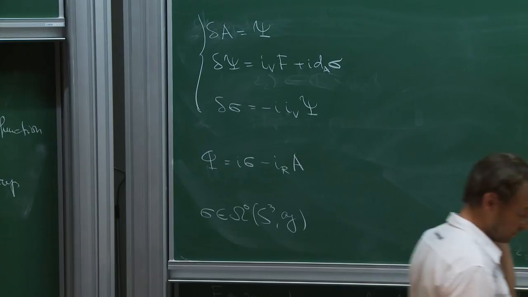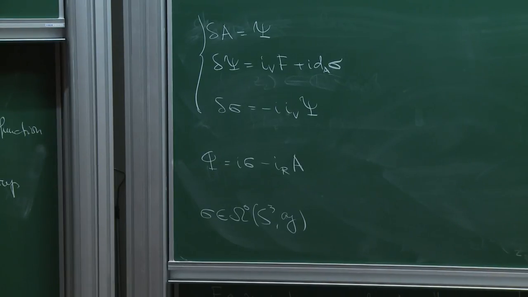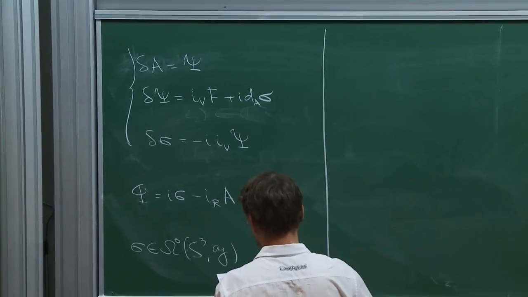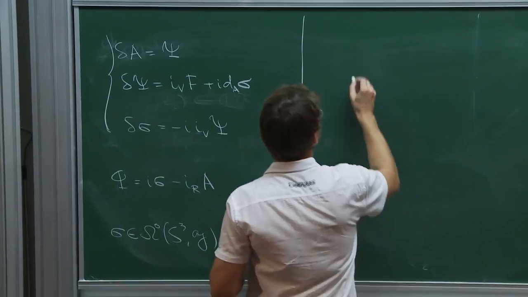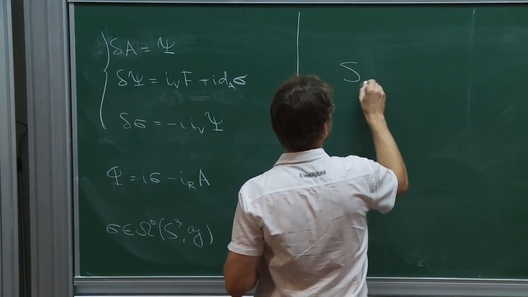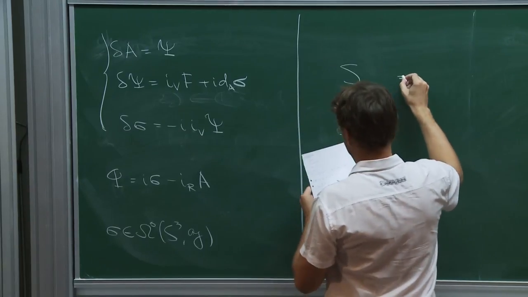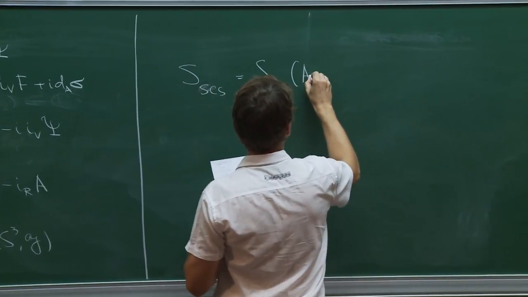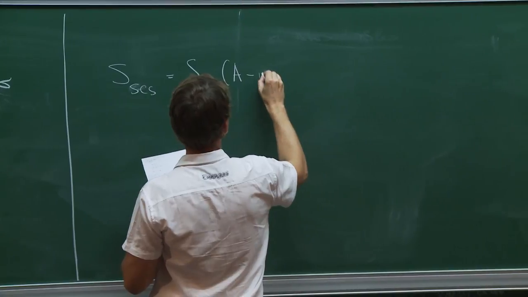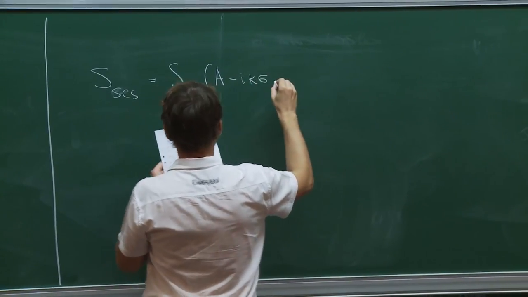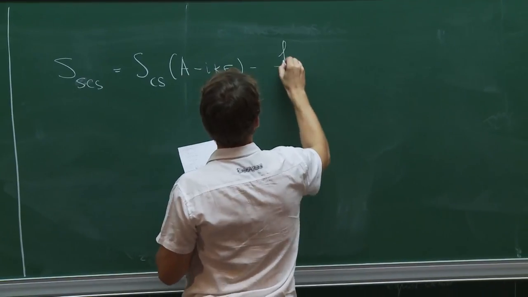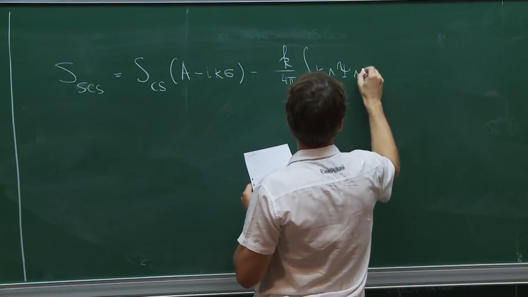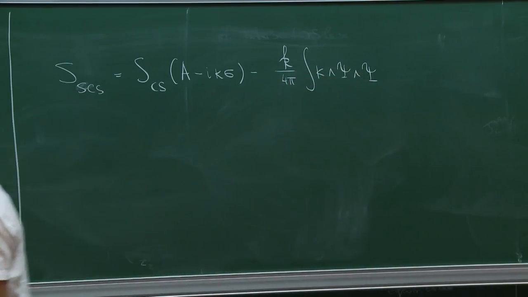Now, you can ask, can I write the extension of the Chern-Simons action which is invariant under this? And the answer is, you can do it. The supersymmetric Chern-Simons will be the following. I take the Chern-Simons there, and I will write A minus I kappa sigma. I will define for you the things, minus kappa over 4 pi, kappa over h psi. And again, here we trace, everything is Lie algebra valued, etc.